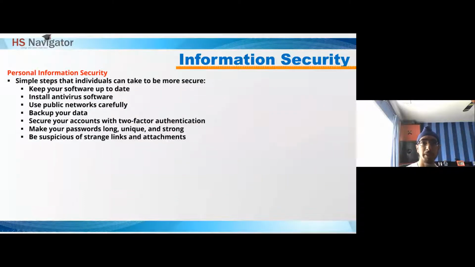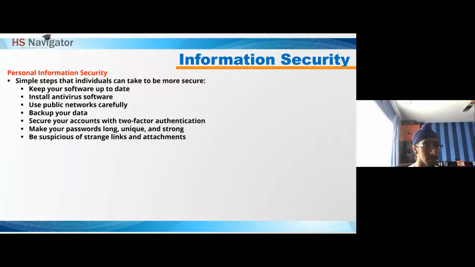The first part of information security is your personal information security. Not big companies or big industries, but what can you do to keep your personal information secure? Some simple steps you can take: keep your software up to date, so that if they patch out any new viruses, new threats, or backdoors, you have the fix. Install antivirus software, not just the ones that are built in.